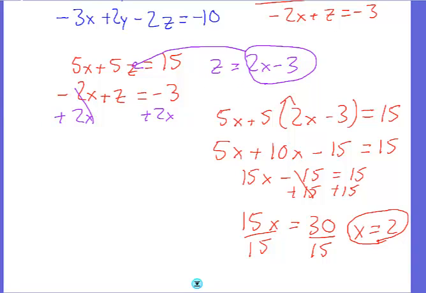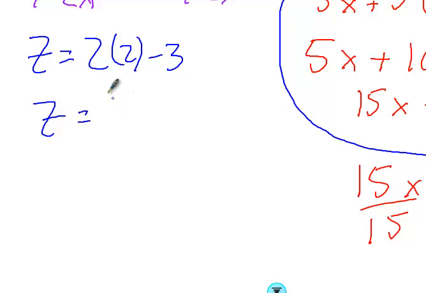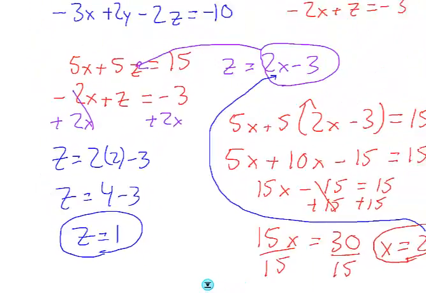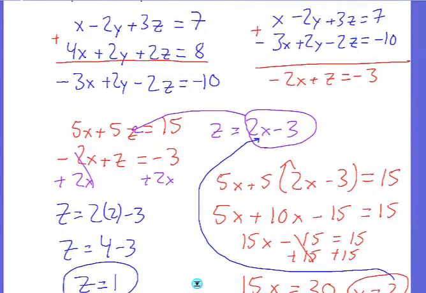Now, just like every other problem, once you find x is equal to 2, we need to substitute that to find another variable. So we can just go back to this equation where z is equal to 2 times 2 minus 3. Z is equal to 4 minus 3. Z is equal to 1. Well, now that we found z and x, we need to find a y.